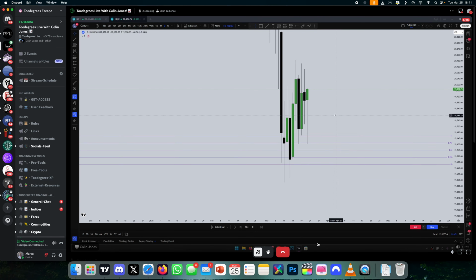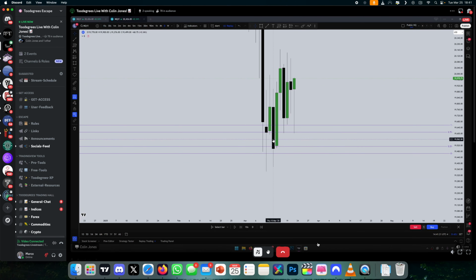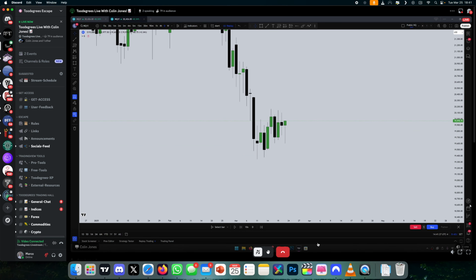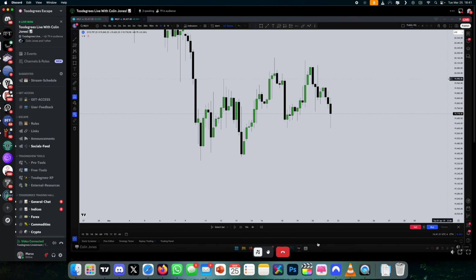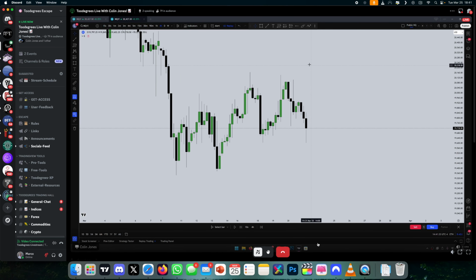However, over here, we closed below consequent encroachment. So this would not be a valid bullish gap to be holding price up. Therefore, we can move down to the 4-hour. On the 4-hour, we have this bullish 4-hour fair value gap that price tagged into.